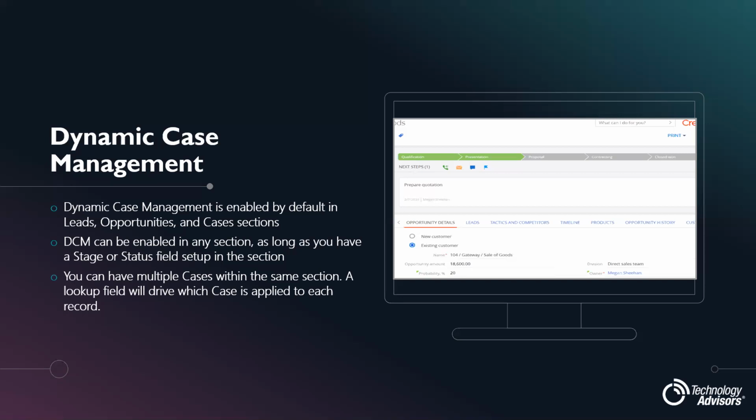And one other form of flexibility that's available with dynamic case management is you can have multiple cases, multiple processes within the same section. The way that would work is you would have a category field of some sort, a lookup field that will drive which case is applied, which process is applied for each particular record as it gets started. So, we'll actually use this today in my example. We'll create a couple of different opportunity processes for different categories of opportunities.